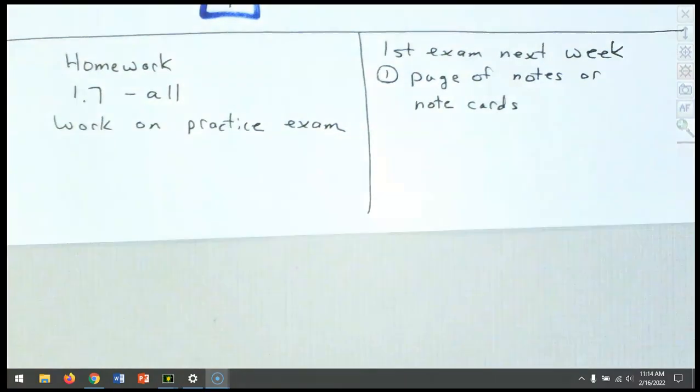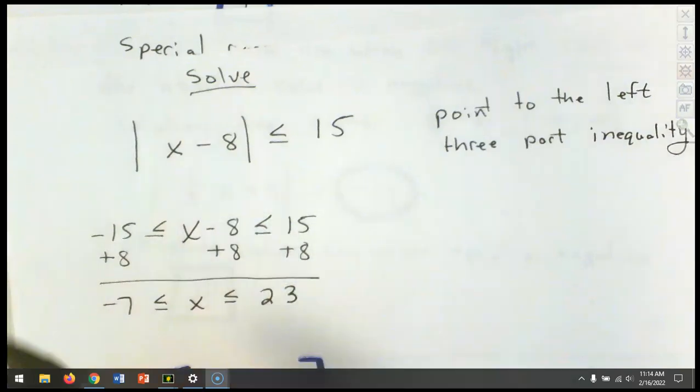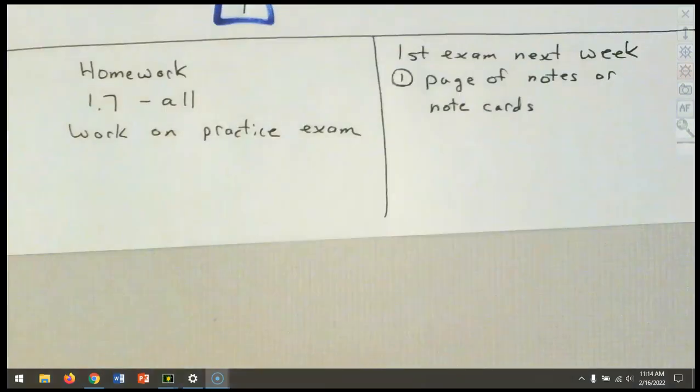On the note cards, if you want to put a problem on the front and how you worked it out on the back, you can do that. That way you have an example of this absolute value. So, for example, if you wanted to go back and put this problem right here on the front of a note card and how you worked it out on the back, you could do that. Okay? You could put that on a note card. You can use that on your exam. So you can have a page of notes or note cards.